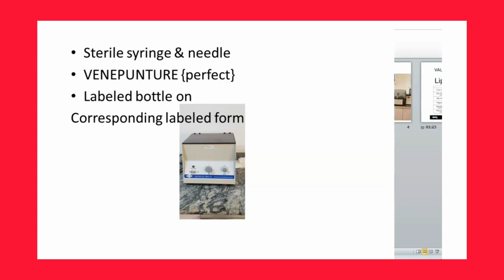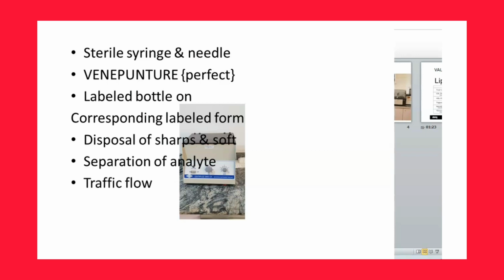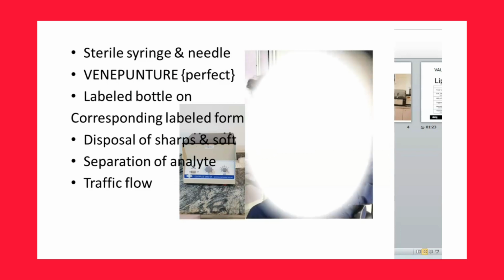You must see that the name on the bottle corresponds with your own name, so that if there is an error there, that's a rubbish result. Disposal of sharps, that is the needle, after use, and the cutting wheels are separated. Then the separation of the analyte with the centrifuge is also very good. You look at the machines, the centrifuge they have, whether it's standard. Then the traffic flow. Is it too much or too little? That is part of what you consider in deciding how reliable their result is.